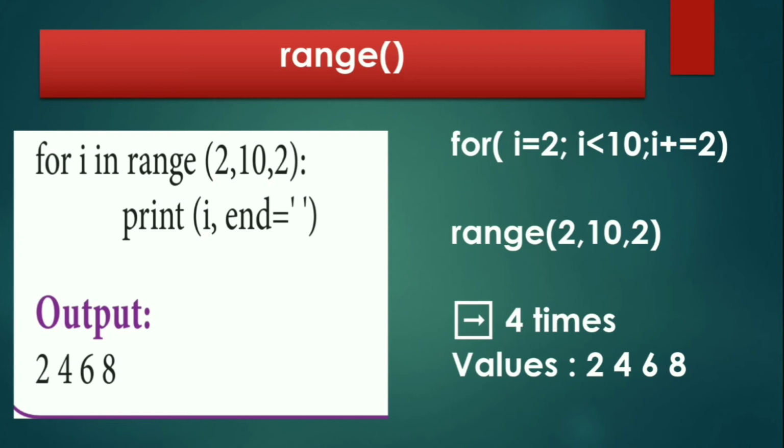So on the whole, the for statement and the range function totally work for 4 times, and the values are 2, 4, 6, 8. That is all about this example.